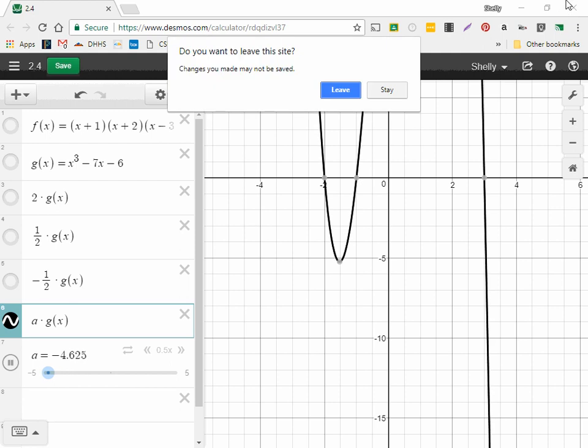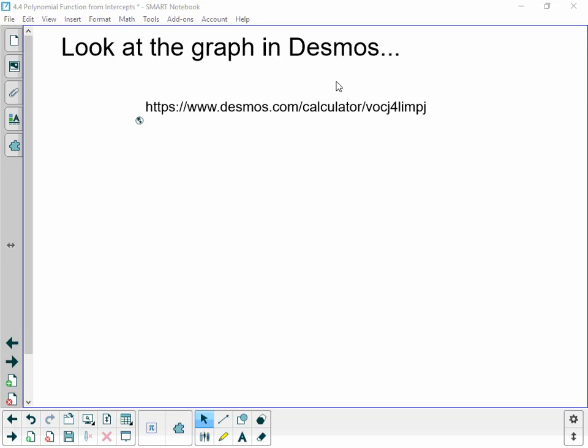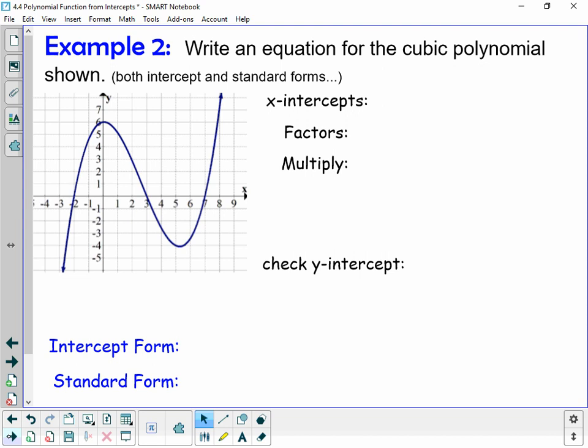So let's see how it works if we know a little bit more information about our function, for example, if we know the y-intercept. So our example 2 says, write an equation for the cubic polynomial shown. We want to write both the intercept and standard forms.